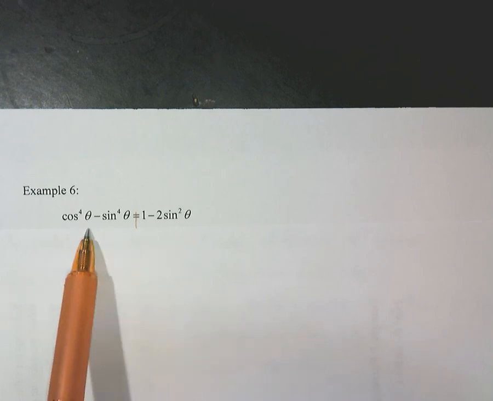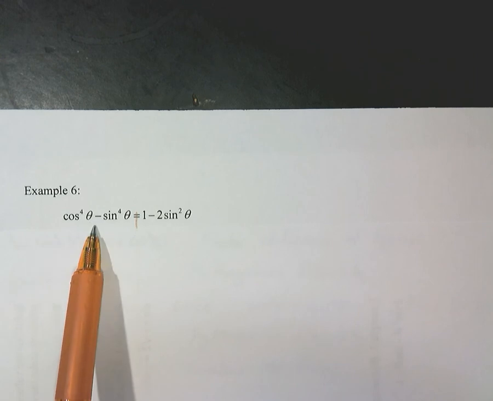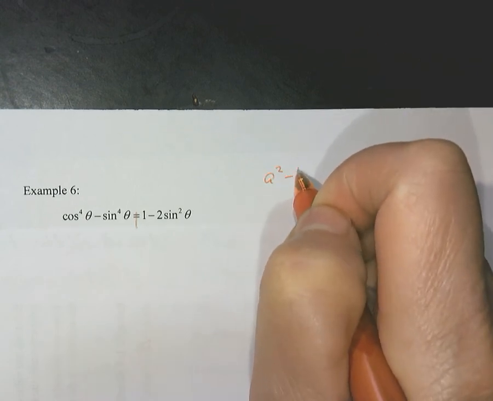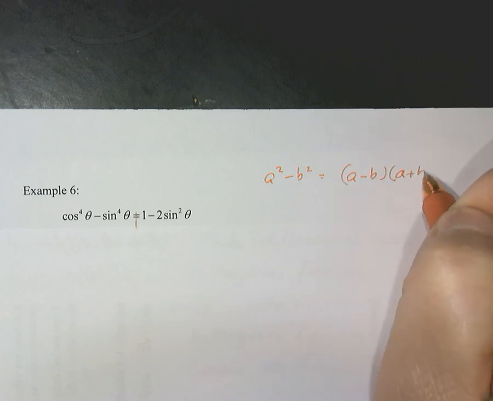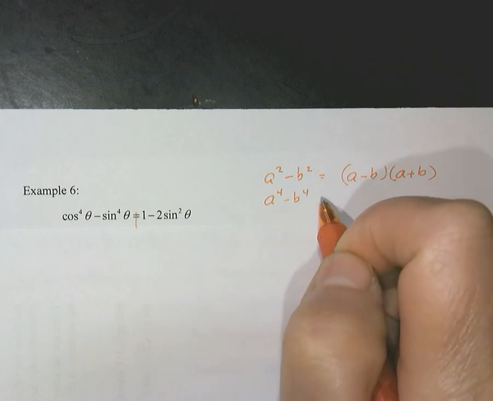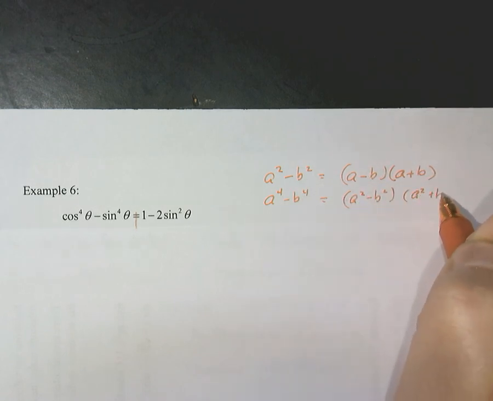So I've got cosine to the 4th theta minus sine to the 4th theta. This is going to be factoring a difference of squares. If I had a squared minus b squared, it's a minus b, a plus b. If I have a to the 4th minus b to the 4th, it's a squared minus b squared, a squared plus b squared. So like I said, you have to be confident with your factoring.